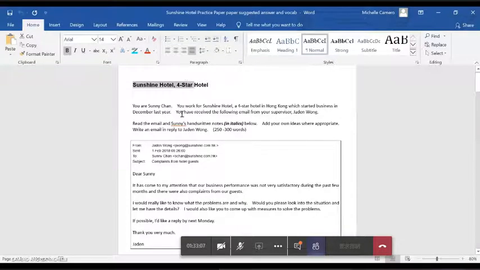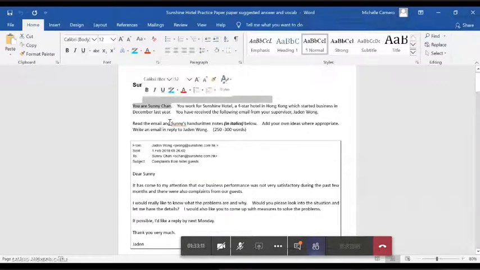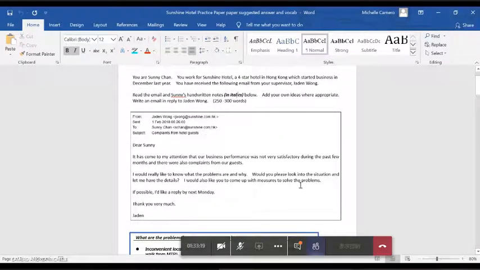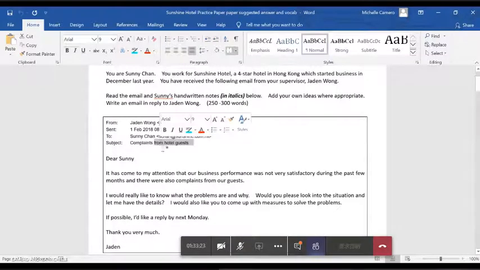So this one's Sunshine Hotel. Again, you've got the top piece of information that will tell you your name. It will tell you where you work. Like here, you work at Sunshine Hotel. It's a 4-star hotel in Hong Kong. And there are some problems. These problems are complaints from hotel guests. So remember, your boss is going to write you an email. They want to know the problems and why the problems happened. And then can you suggest some solutions to solve the problems? Okay. And remember, complaints from hotel guests can help you.